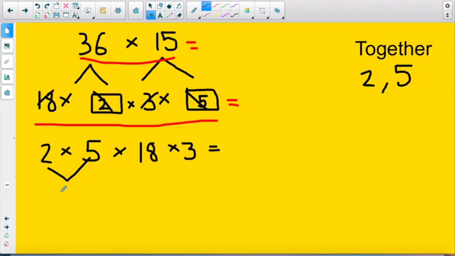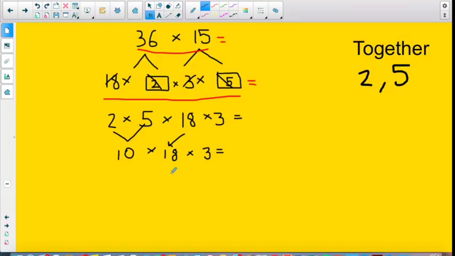I hope you've paused me and done that, because we're doing this together, aren't we? So I hope you wrote down 2 times 5 equals 10, which is great news, because that's easy to use, isn't it? 10 times, we've got this 18 here, so we'll just move the 18 down. That's fine. Just keep it nice and simple. 10 times 18 times 3.